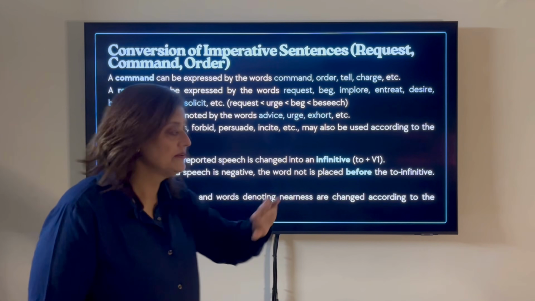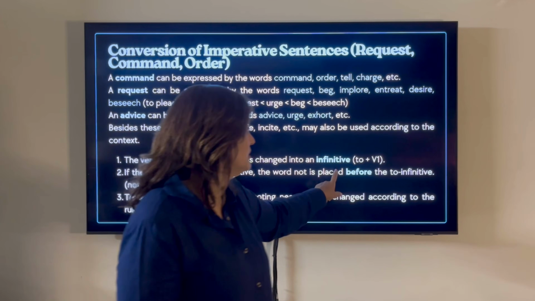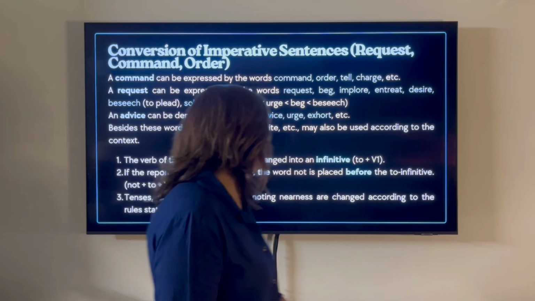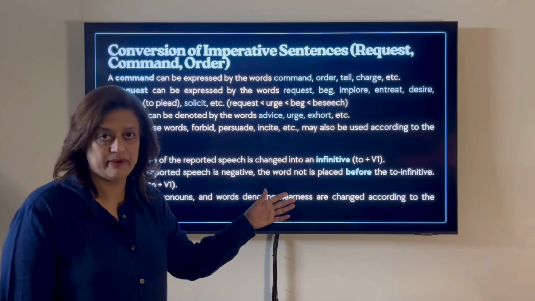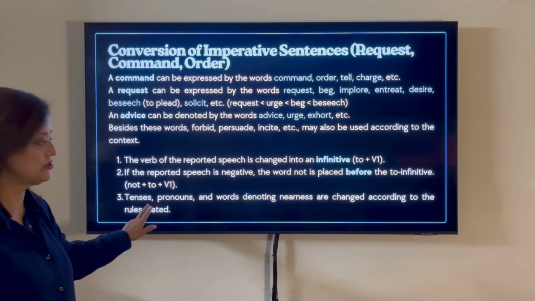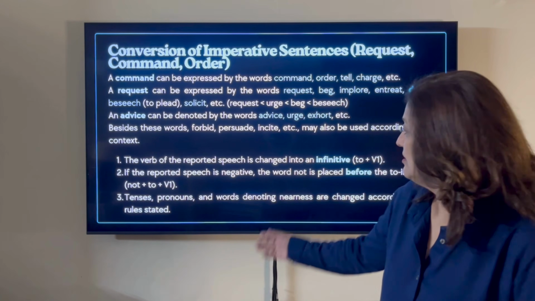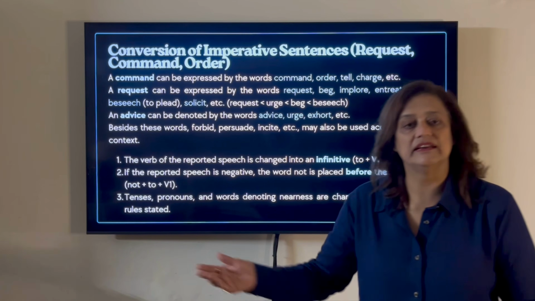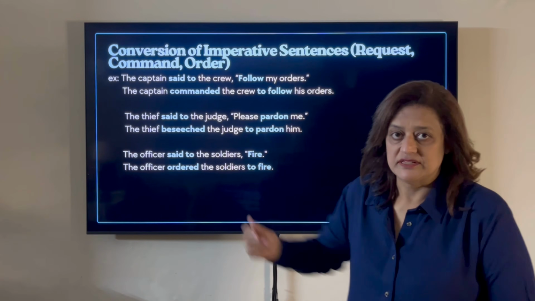Another important point: when you're changing direct into indirect in reported speech, the verb given will change to the infinitive, that is, to plus verb in first form. Now, if it is a negative sentence, then not will come before the infinitive. And tenses, pronouns, and words denoting nearness will also change according to the rules stated earlier. Now let's take some examples to understand further.